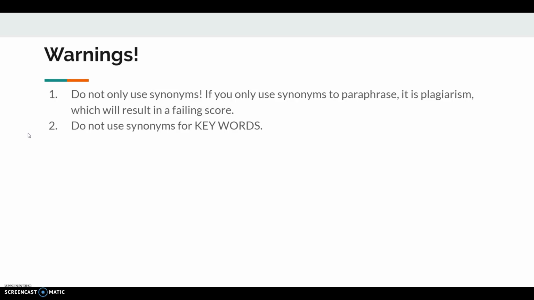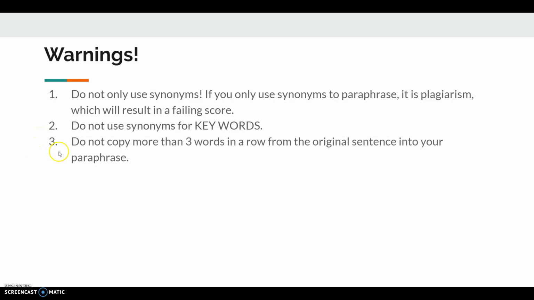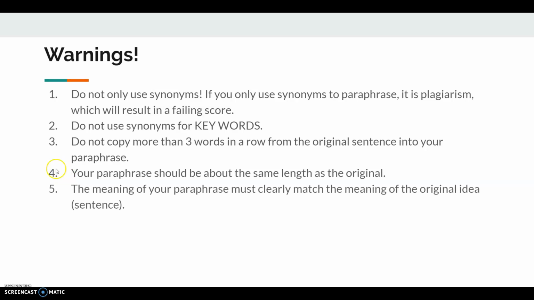We don't want to use synonyms for keywords. Some words are important for the meaning of the original, and so when we paraphrase, we don't want to use synonyms for those keywords. In general, we don't want to copy more than 3 words in a row from the original sentence into the paraphrase. And the paraphrase should be about the same length as the original, like our example. And the meaning of the paraphrase must clearly match the meaning of the original idea.